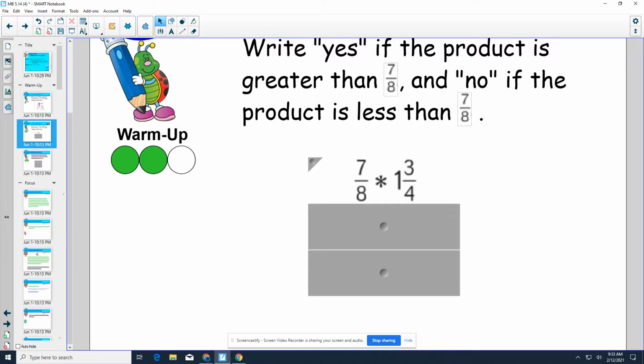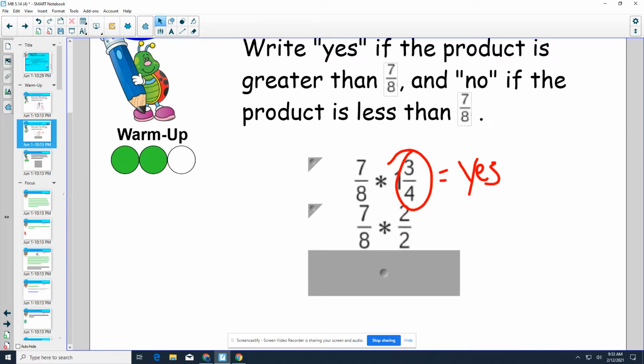7/8 multiplied by 1 3/4. So again, I want to do some thinking here. As I look at this, I see 1 3/4. I know that 7/8 times 1 is going to be equal to 7/8. But then I have the 3/4 on there as well. So I know it's more than 1 that I'm multiplying by. So yes, it will be greater than 7/8.